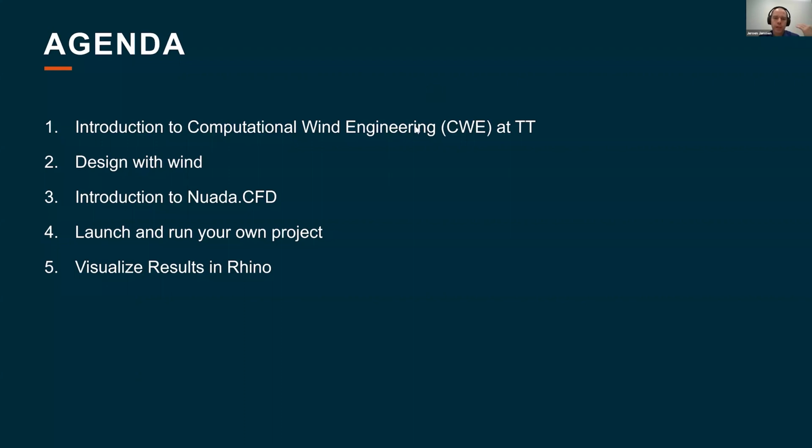So what does that mean? With that, I hope to show why we started thinking about a workflow to streamline all of these processes, all of these projects. That eventually led to the Nuada.CFD app. The second topic is that we want to design with wind. We want to do quick iterations on early stage Rhino models, run a simulation quickly, and get results back into the 3D models, and design with that together with the wider team.